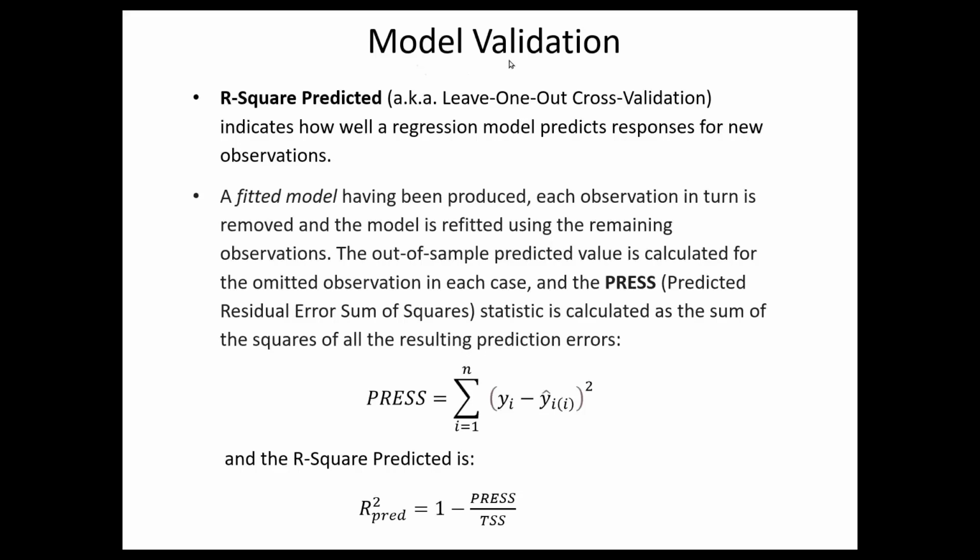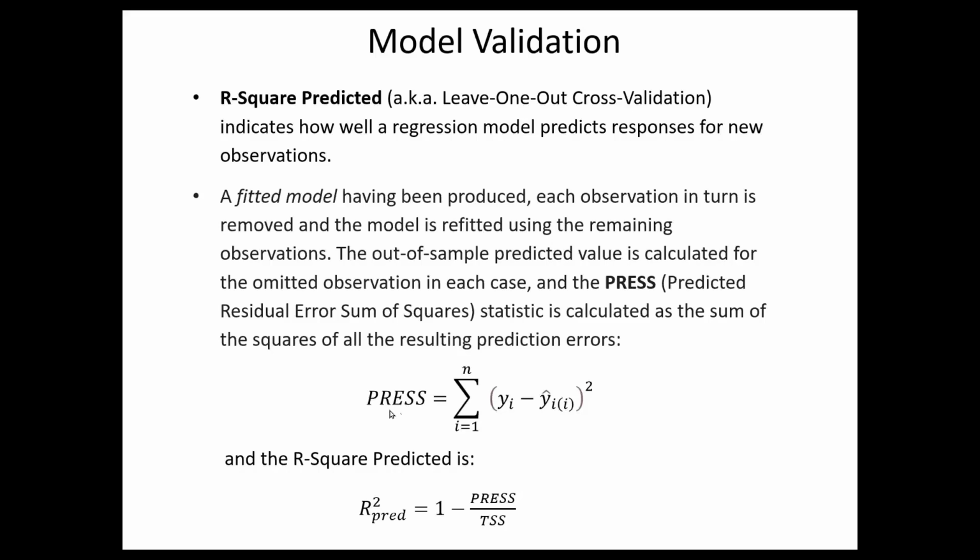Okay, now we're switching gears a little bit. Model validation metrics. R-square predicted is also known as leave one out cross-validation. What it does, basically, is go through and each observation is removed, the model is refitted, and then the observation that was removed is predicted. You have the observed minus the predicted, and that gives you the PRESS statistic. So you take the difference, square it, add it up, and you get the PRESS statistic. Now, computationally, there are tricks to doing this so that it doesn't take forever.